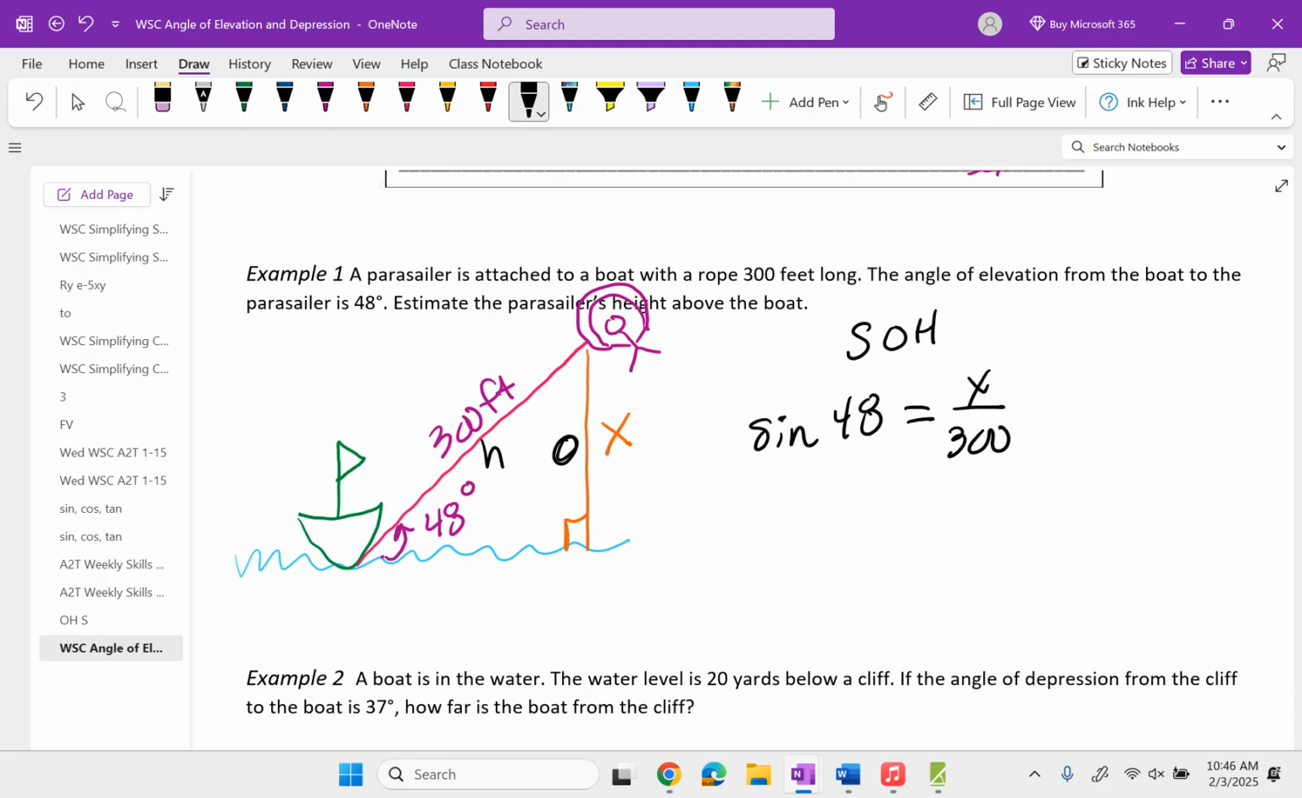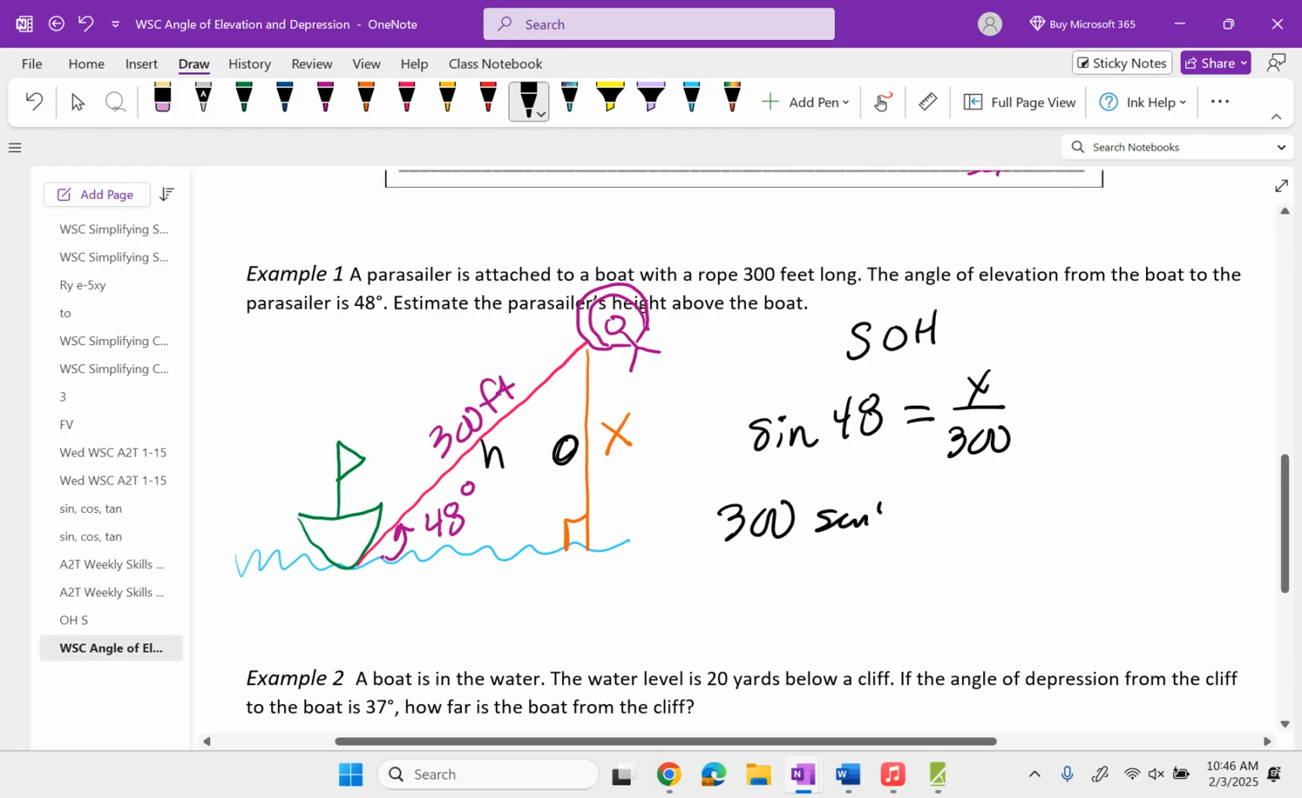Is that any different than what we did last week? No, it's the same exact thing, except I had to draw my own picture and interpret my own picture. That's the hard part, okay? All right, how do I move the 300 to the other side? Multiply, so you've got 300 times the sine of 48 equals x.